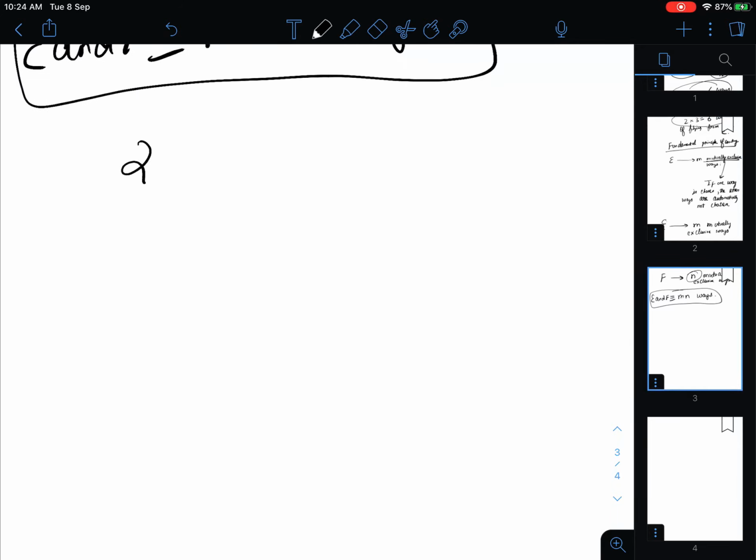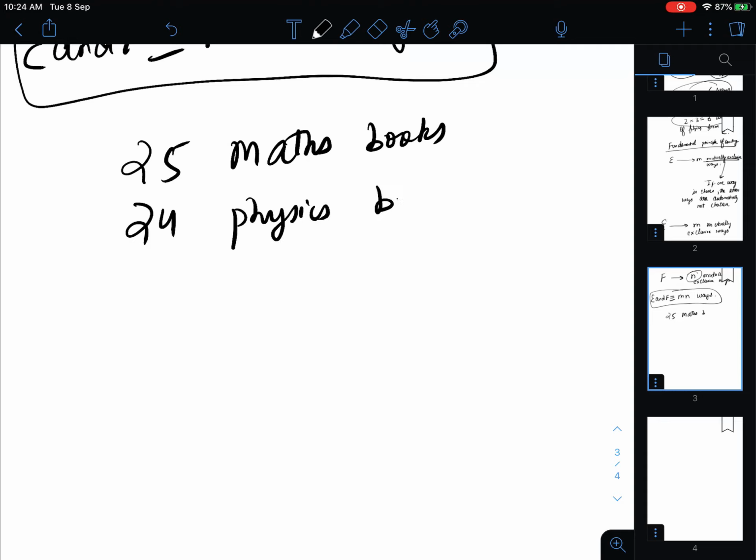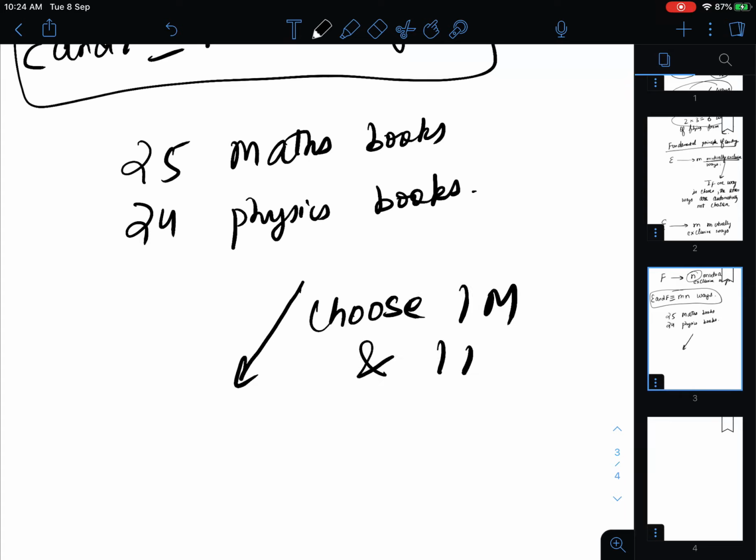Suppose you have 25 maths books, and let's say you have 24 physics books. On a library, they are kept on a library shelf. The question is, in how many ways can we choose one mathematics and one physics book? Choose one math and one physics book. So we want to find the number of ways in which we can do so.